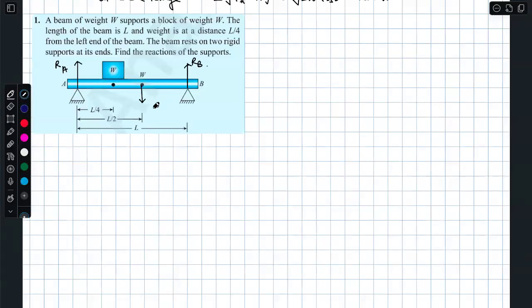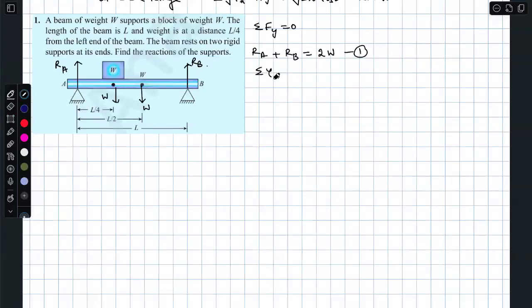Are they both W? Yes, they are both W. See, the only unknowns we have are RA and RB. You require two equations actually. Let us take sigma Fy equals 0. In this case, the reaction at A plus the reaction at B is equal to 2 times W.